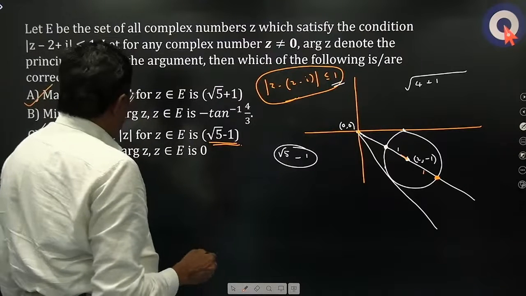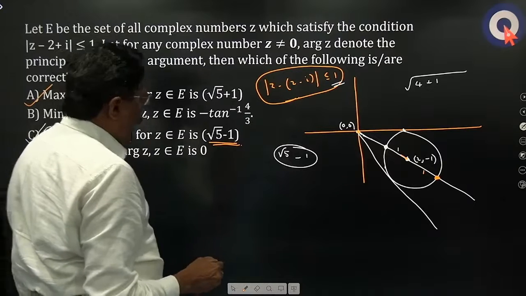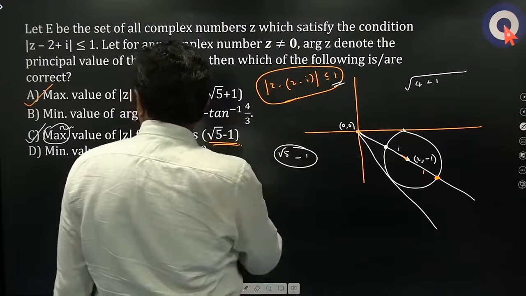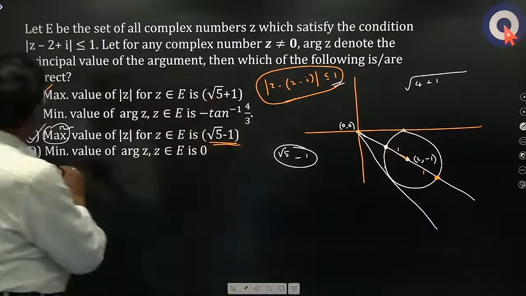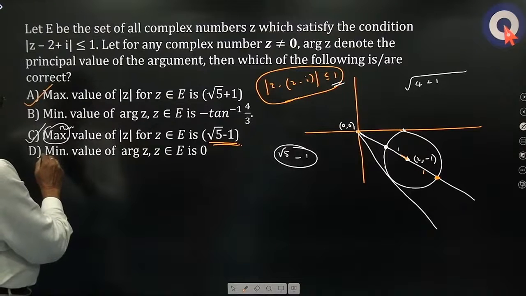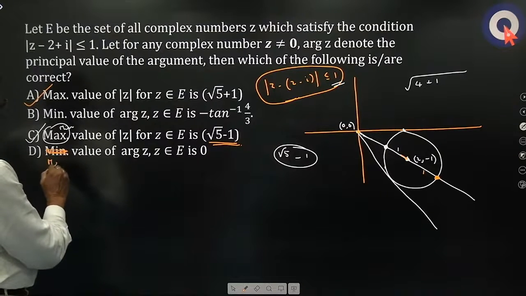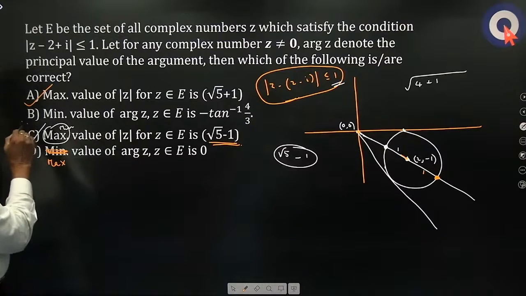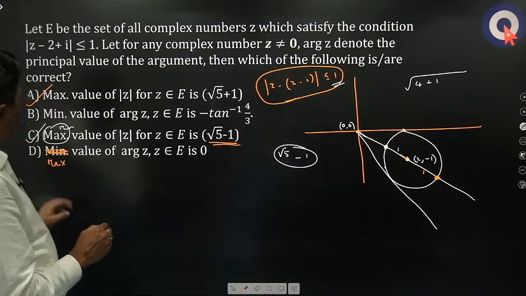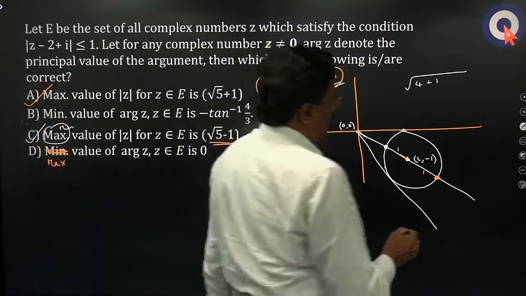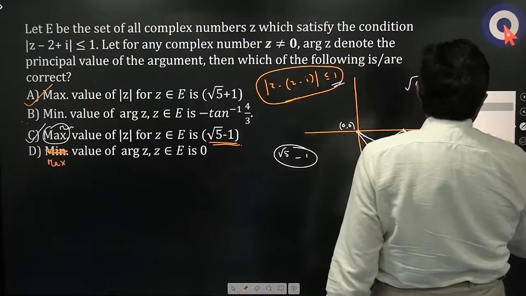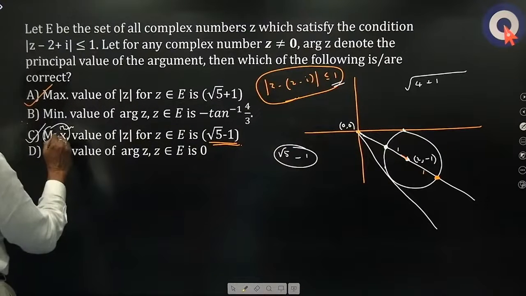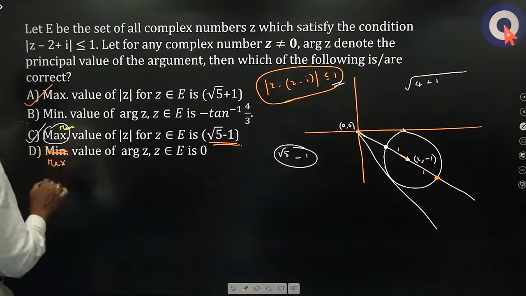Next, minimum value of arg z and maximum value of arg z. Please make small changes in the question itself. Here you write it as maximum, here you write it as minimum. Okay, everything else is fine.